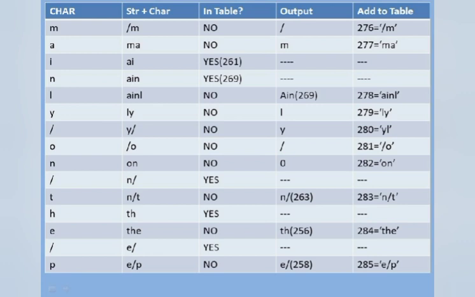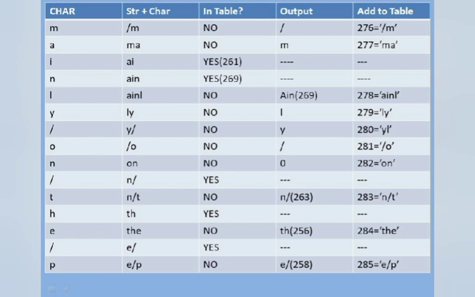We will move forward with this string AI and join it with the next character. So the next character is N. Our new string will become AIN. Again, this AIN exists in the table at position 269, so there will be no output nor any addition to the table. We will continue with this string to see whether the next new string is in the table or not.